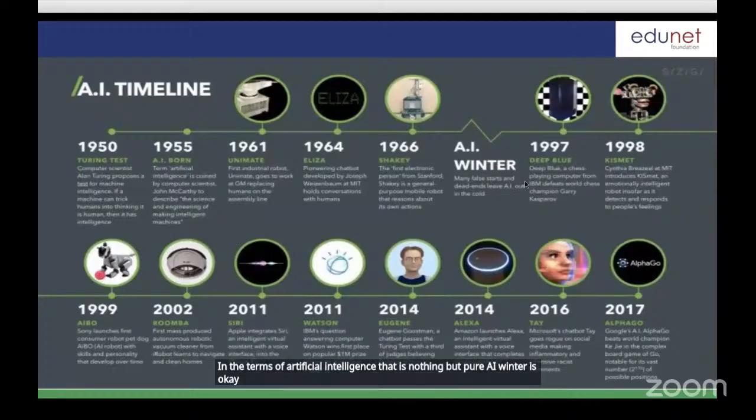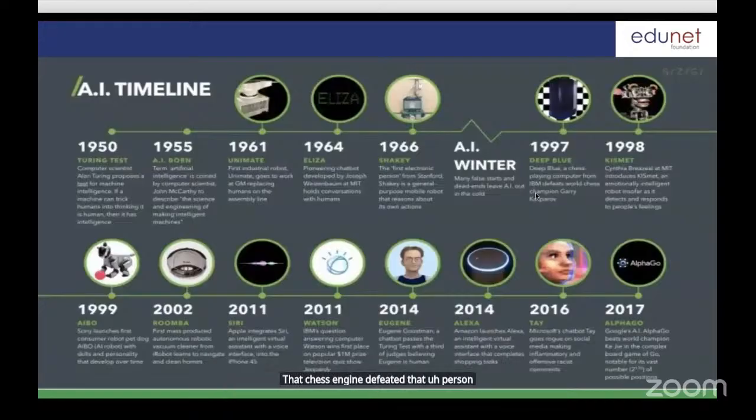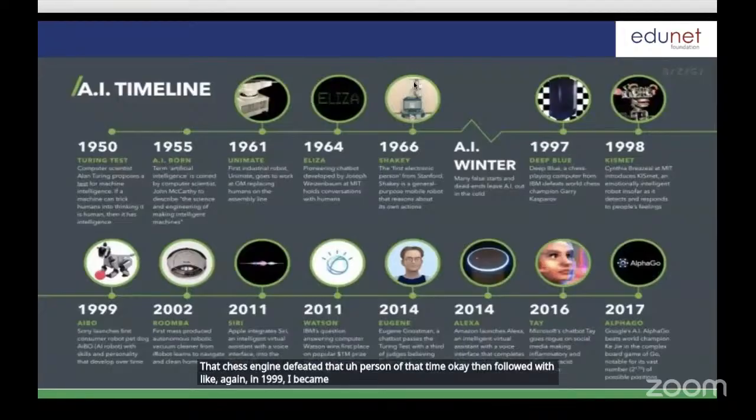Then in 1997, Deep Blue came. Deep Blue is a chess engine. During that time in 1997, there was a chess champion, and that chess engine defeated that person of that time. Then again in 1999, Aibo came, which is a pet dog designed by Sony. Then 2002 Roomba and 2011 Siri came.